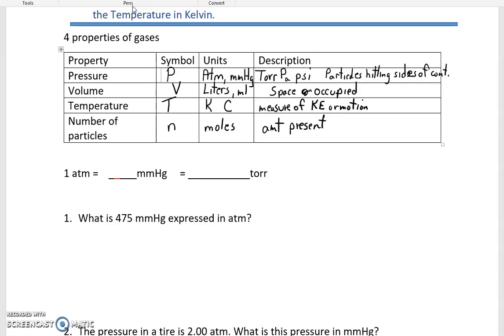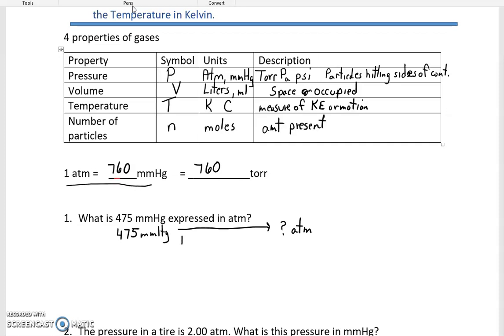So let's start with this conversion. Let's look. 1 atmosphere is 760 millimeters of mercury, or 760 torr. So what is 475 millimeters of mercury expressed as atmospheres? Well, this is just a conversion. We've been doing conversions all term. So we've got 475 millimeters of mercury, and we'd like to convert it into an unknown number of atmospheres. We have an equality right up here that we'll be able to use.